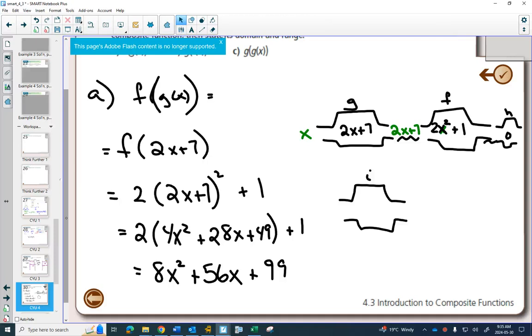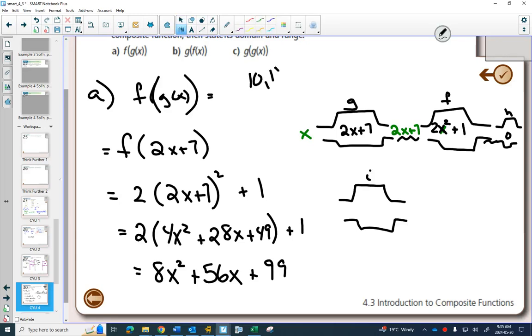So this is composition of functions with equations. I will leave the other ones for you to try on your own. You can look at previous videos of mine to check the answers. The answers are also at the end of the chapter. 10 and 11 for practice.